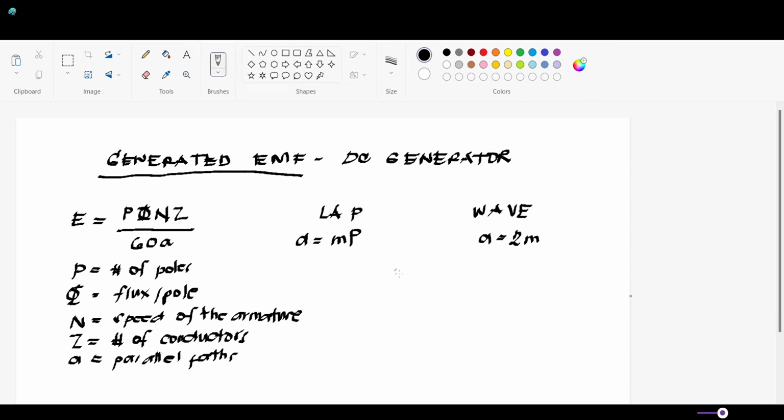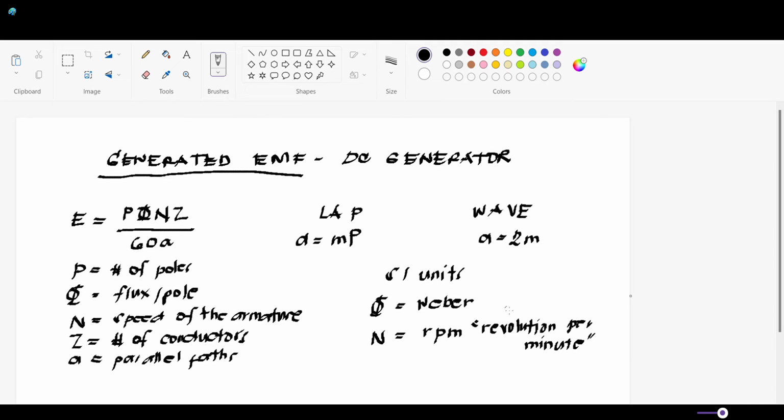There are things that we need to consider before we solve the generated EMF of a DC generator, and these are the SI units. To solve for the generated EMF, the flux must be in Weber and the speed must be in RPM, which stands for revolution per minute.